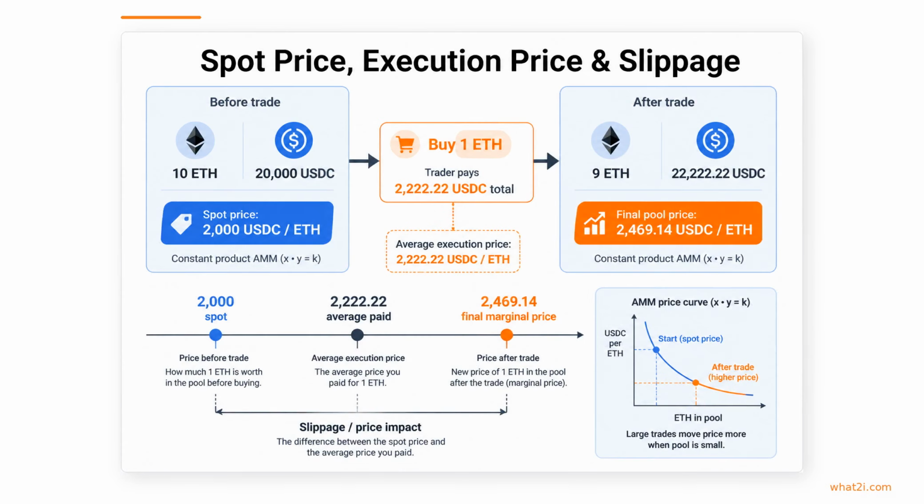A common point of confusion is that there are really three prices in play: the starting spot price, your average execution price, and the pool's final price after the trade. In this example, the pool starts at 2,000 USDC per ETH. The trader ends up paying about 2,222 USDC for 1 ETH on average, and after the swap, the pool's marginal price rises to about 2,469.14. The bigger the trade is relative to the pool, the more it pushes the price.